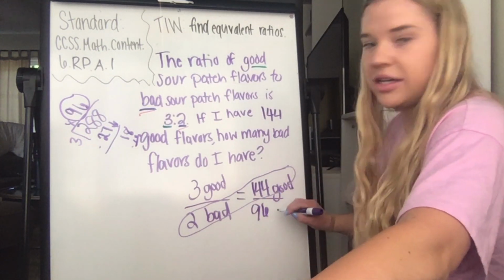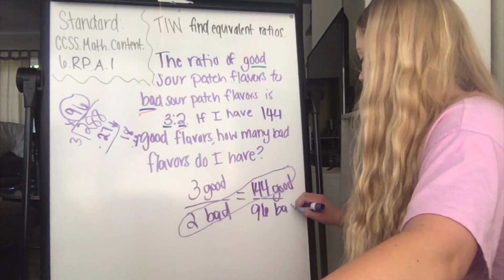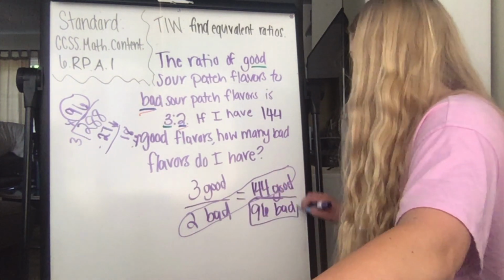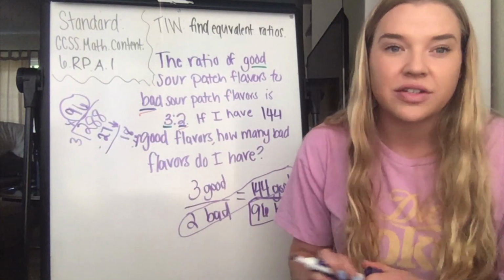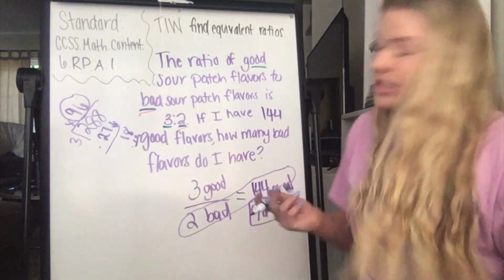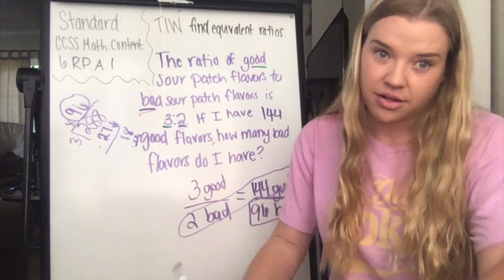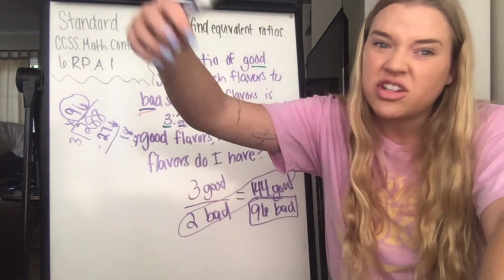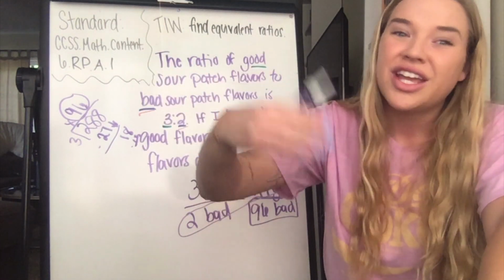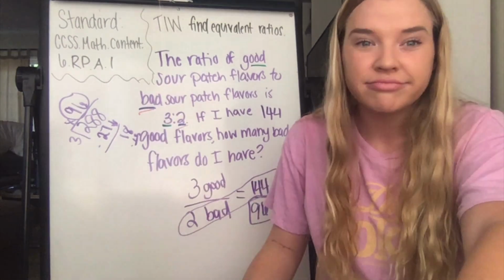That looks really funky. Bad flavors. So that means that if I needed to find 144 good flavors of Sour Patch Kids, I'm going to get those 96 bad with those good too, because they are a ratio and they stick together, okay? You can't go sort out and just pick out the good ones. That's against the rules. You got to buy the whole pack, okay?